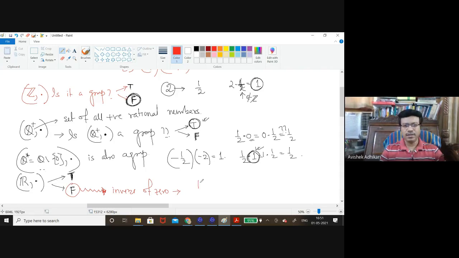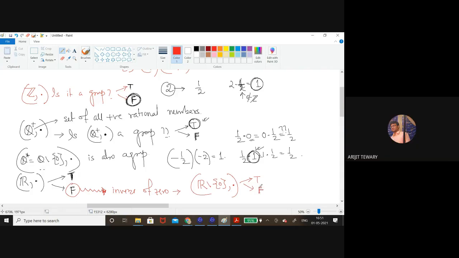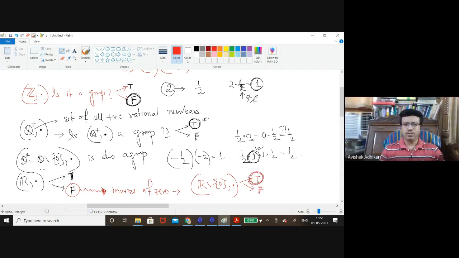So why not then R minus 0 with respect to dot? Will that be a group? True or false? Yes, sir, it is a group. Yes. So now you get a bit of an idea about a field. You can try to understand that it was almost a group except for R minus 0. And when I talked about a field, I talked about R plus dot, and all the properties are satisfied in this.